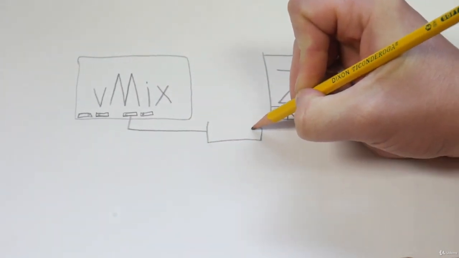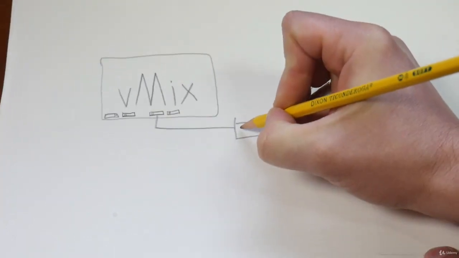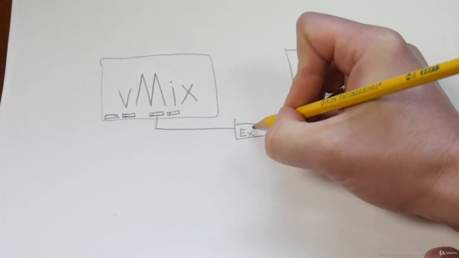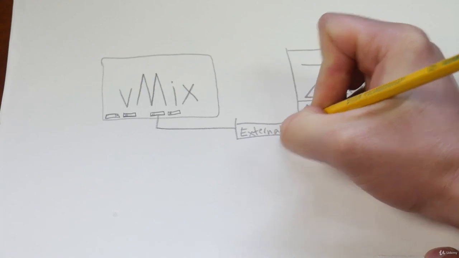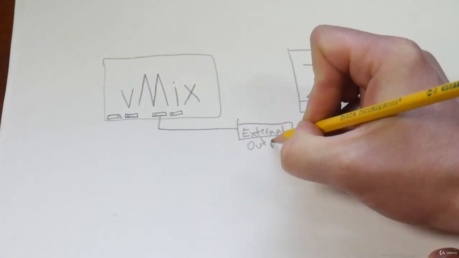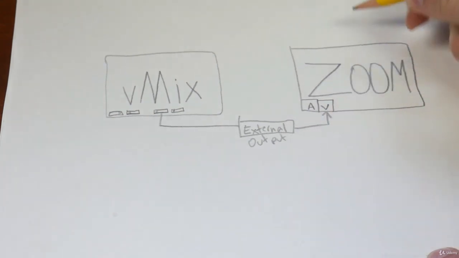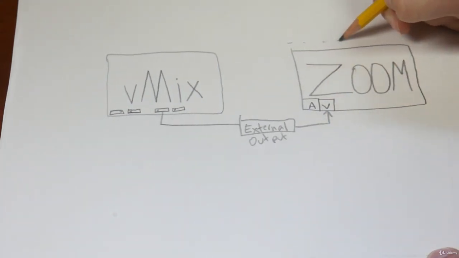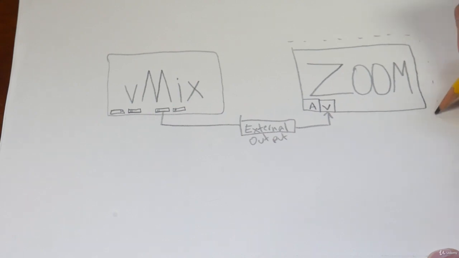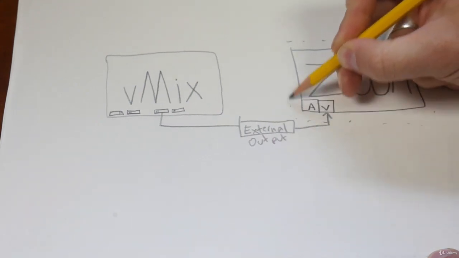Essentially, vMix has what they call an external output. And when you enable that external output, it can pump any of the video that vMix is using to any other software that can pull in a webcam. So obviously Zoom can do that. So we'll show you how to select the virtual webcam output of vMix and bring that into Zoom.